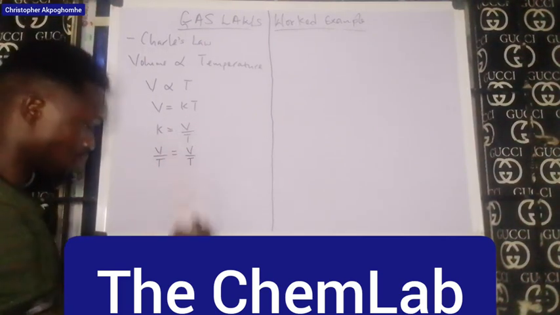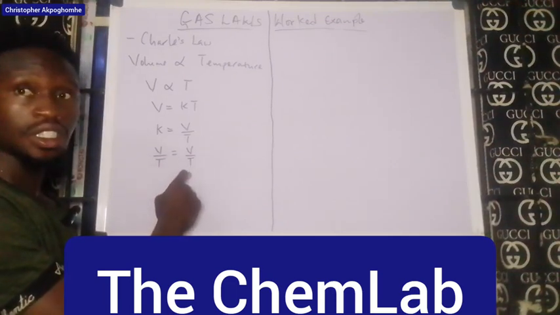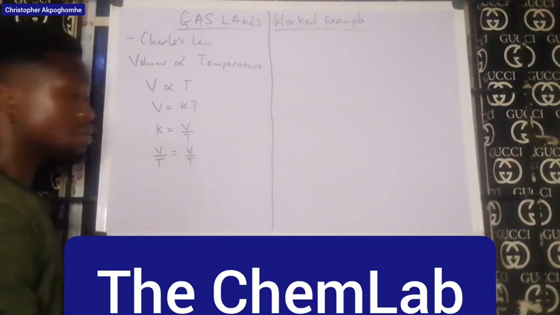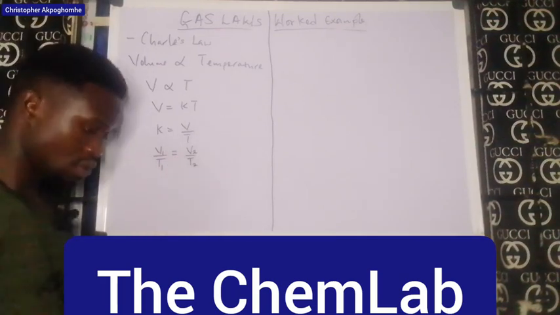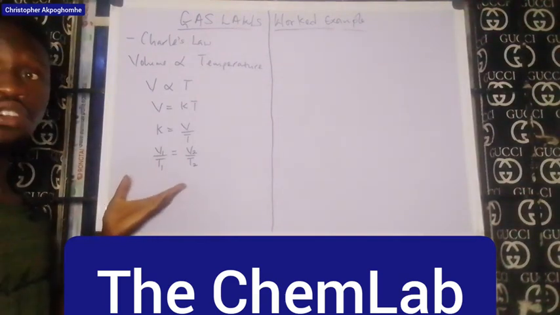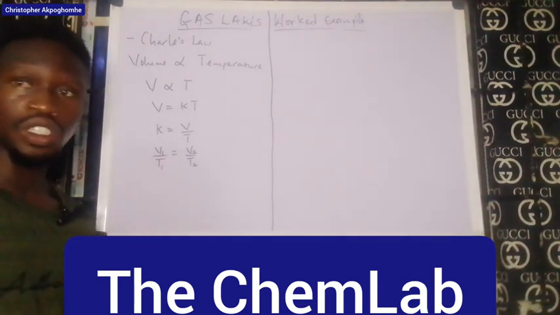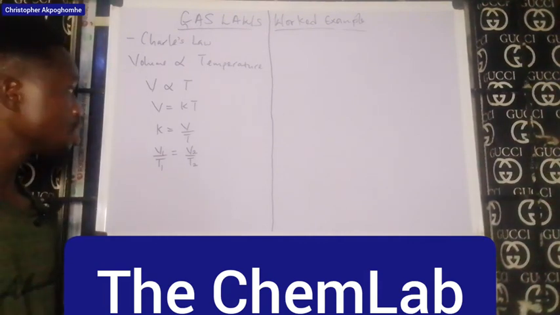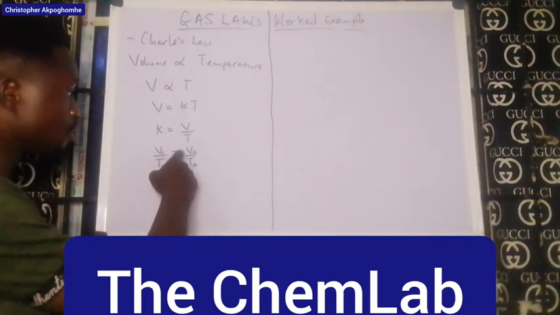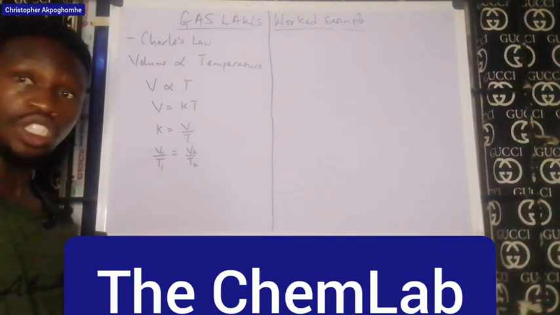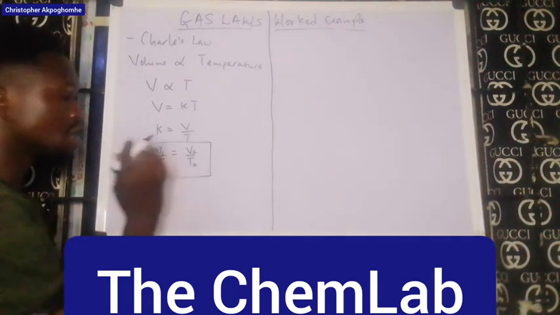V over T. Now, this V is different from this V, and this T is different from this T. To differentiate them, we have V1, T1, V2, T2. So V1 is the original volume, but by the time the temperature changes, a new volume is formed, which is V2, and the temperature that it was changed to is T2. So this is a mathematical expression of Charles law.